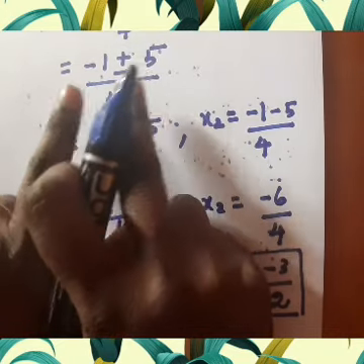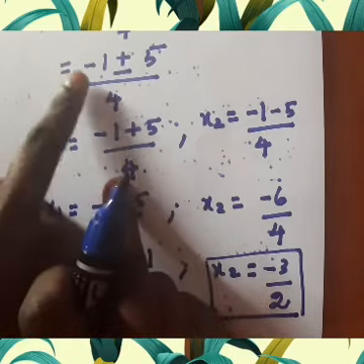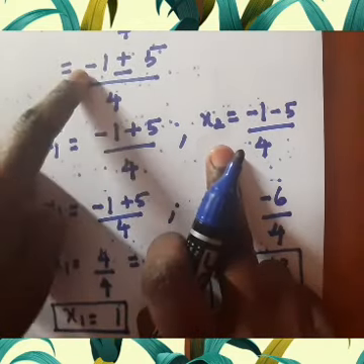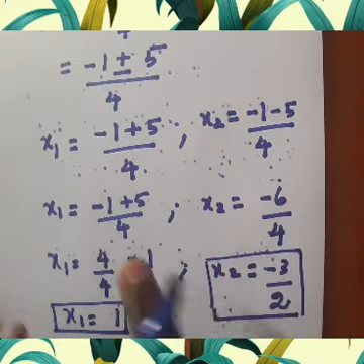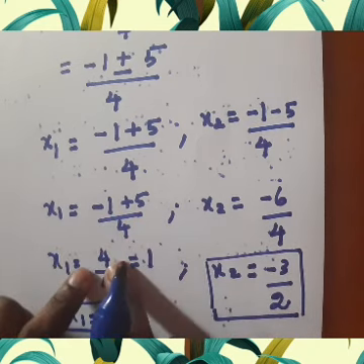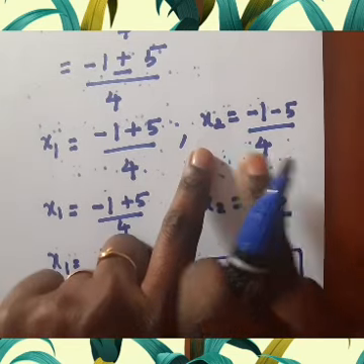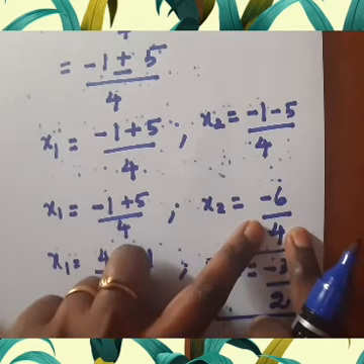Understood, students? So what we did, we got this value, minus 1 plus or minus 5 by 4. We have to take it as two roots. One is x1, minus 1 plus 5 by 4. Another one, x2, is minus 1 minus 5 by 4. Minus 1 plus 5 will give you positive 4 divided by 4, which gives you 1. This is one of the roots, x1 is 1. And another value, x2, is minus 1 minus 5 by 4, which is minus 6 by 4.